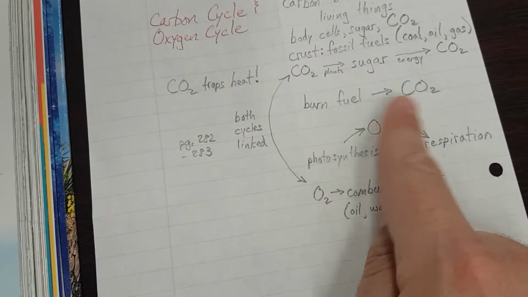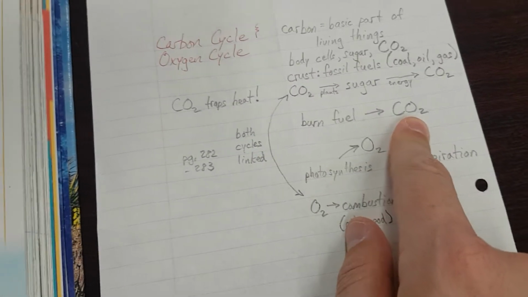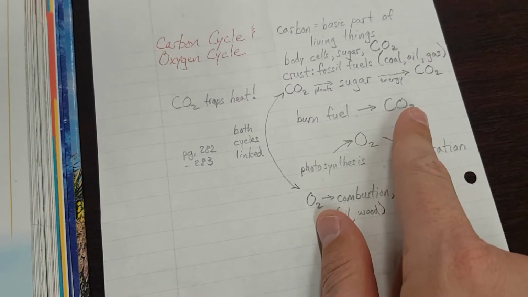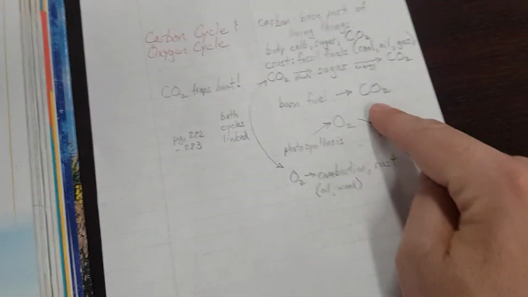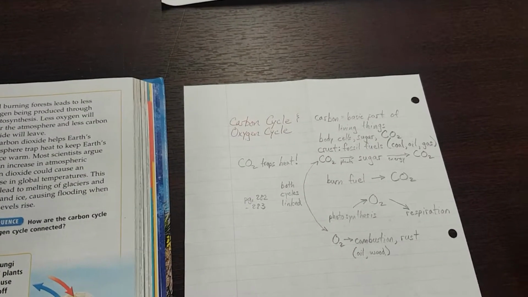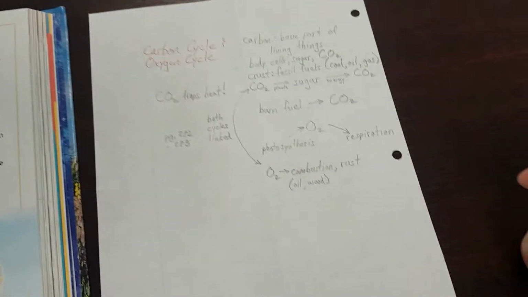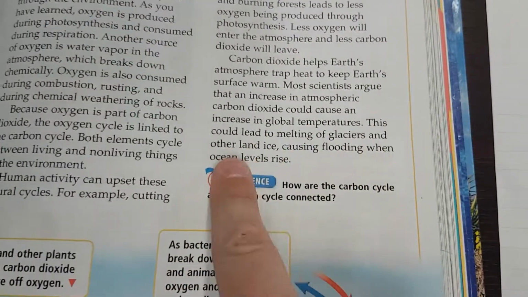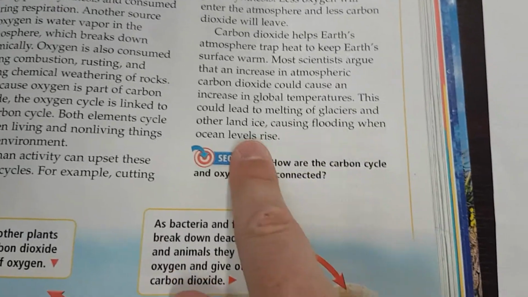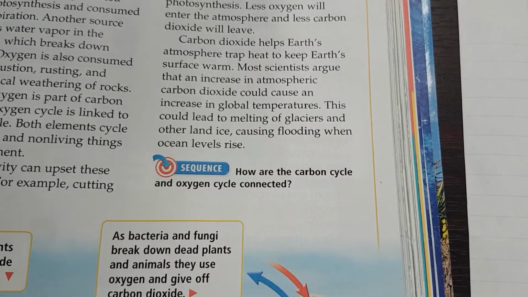Same thing for burning all these fossil fuels under the ground. All of a sudden, all this carbon that used to be underground in the form of a fossil or a bone or oil gets released into the atmosphere and increases how much is in the atmosphere. This could lead to melting of glaciers and other land ice, causing flooding when ocean levels rise.